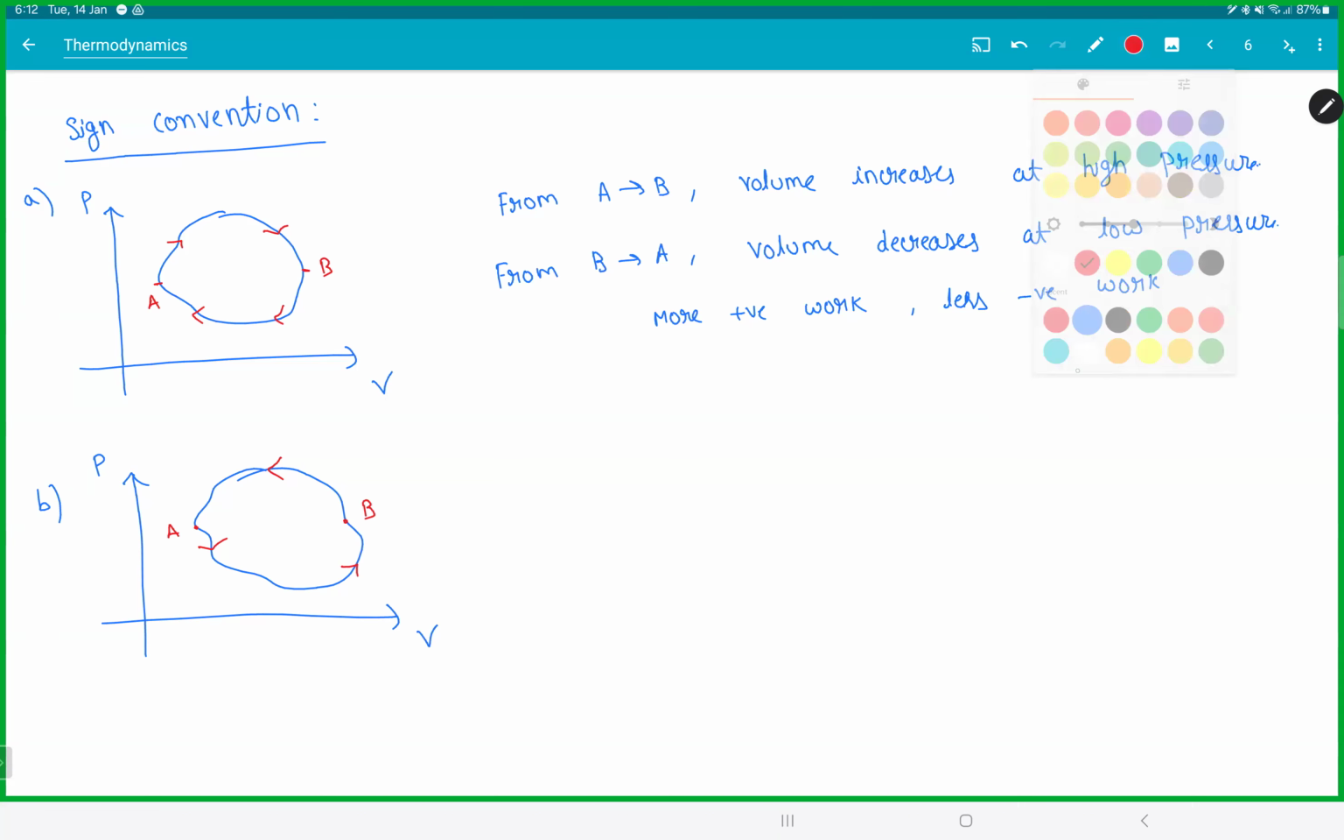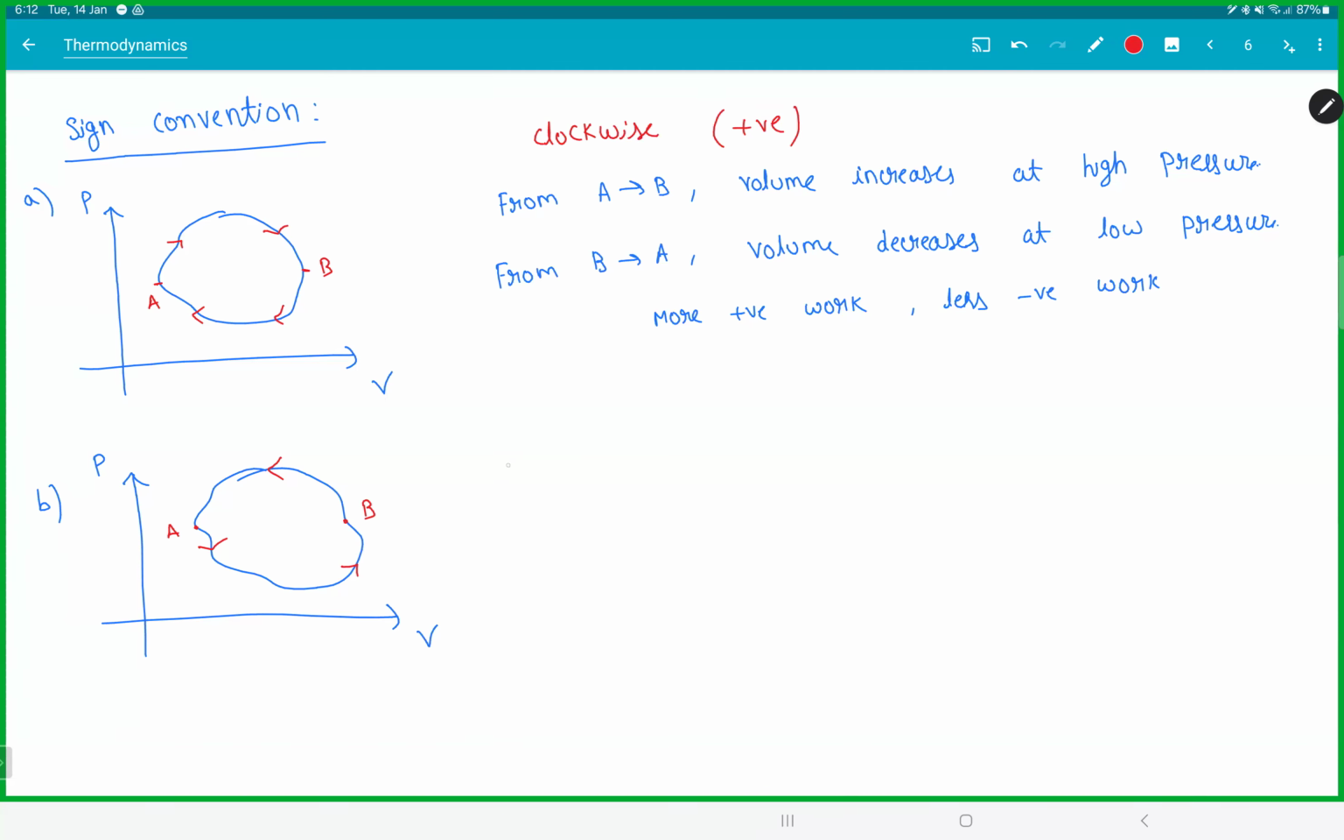So when you go clockwise, be careful, don't use the right hand thumb rule. It is not valid. So if you go clockwise, the work done is positive. Vice versa, if you go anti-clockwise, work done is negative because you're decreasing volume at high pressure and increasing volume at low pressure.